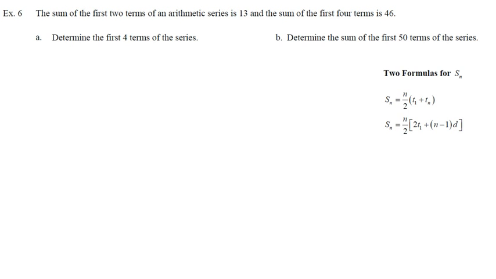The sum of the first 2 terms of an arithmetic series is 13, and the sum of the first 4 terms is 46. Determine the first 4 terms. Okay, so hang on, let's write what we know here. The sum of the first 2 terms is 13. The sum of the first 4 terms is 46. And we're supposed to determine the first 4 terms, in other words, T1, T2, T3, T4. All right, how are we going to do this?